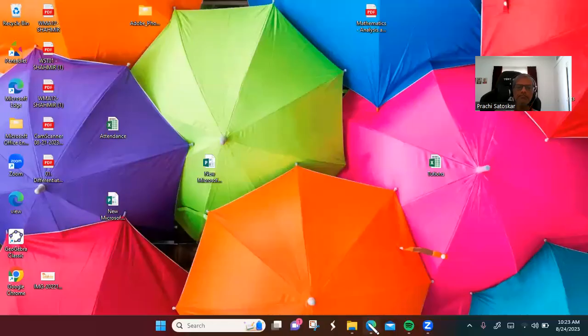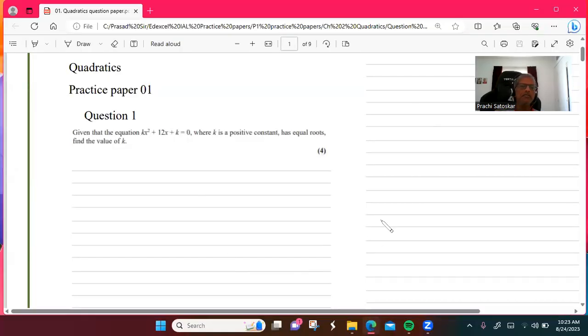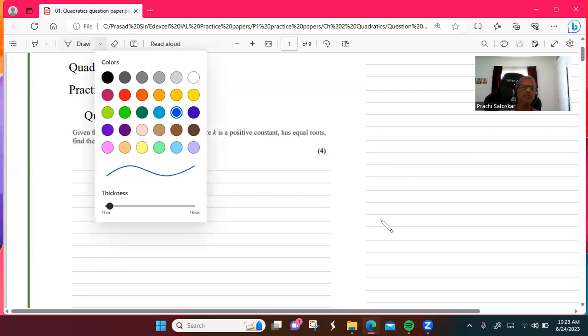I'm going to solve one problem on quadratic equations with you, and at the same time, I'm going to give you certain hints as well as show you how to present your problem very systematically in the exam. So let me open this problem on the board. As you can see here, this is one of the questions from the past paper that we'll discuss here.